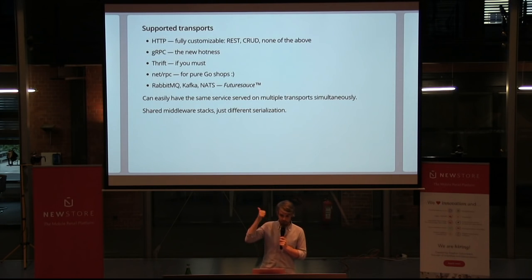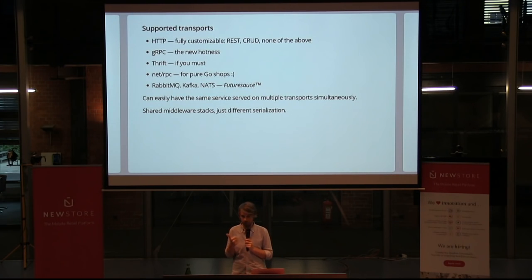So supported transports: HTTP. You can do it like plain old RPC. You can do REST stuff. You can do none of the above. We got support for gRPC, which is quite good, much faster if you care about that sort of thing. Thrift if you need to. I don't like Thrift, but I support it, sadly. Consul is all right. It's pretty easy.